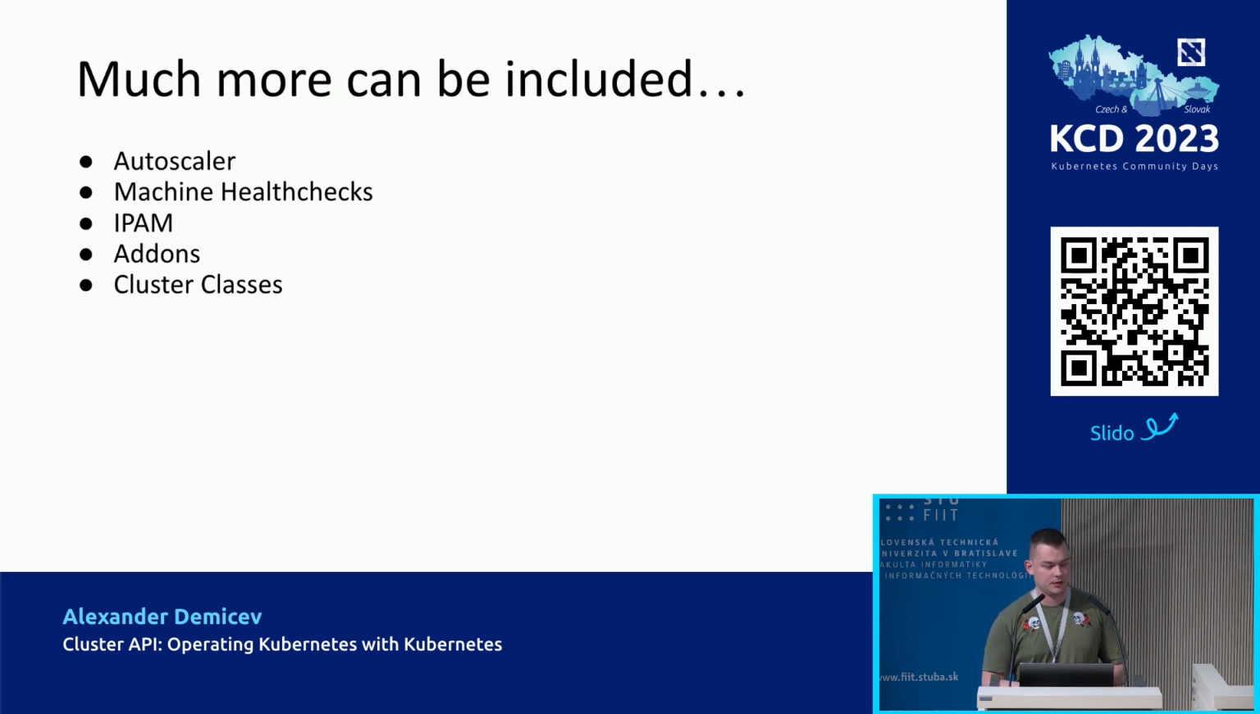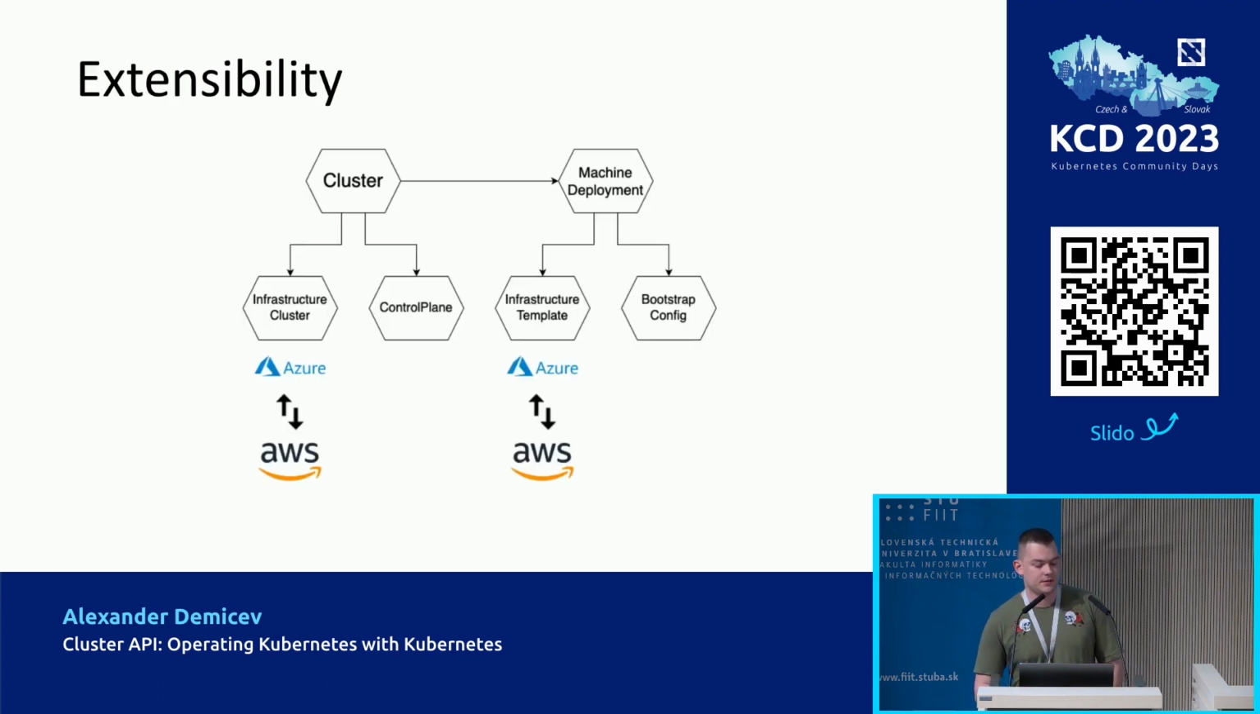There is much more that can be included, and I don't have time to, unfortunately, but that's autoscaler. Then there are also machine health checks that help remediate unhealthy nodes. Then there's also IP address management. Then there are also add-ons that help with day 2 operations, also cluster classes that are templates for creating clusters, and so on. But what's really important is this: CAPI can be extended with your own providers. So you can swap Azure for AWS, for example, like in this picture. Or you can just create anything, any provider you want.